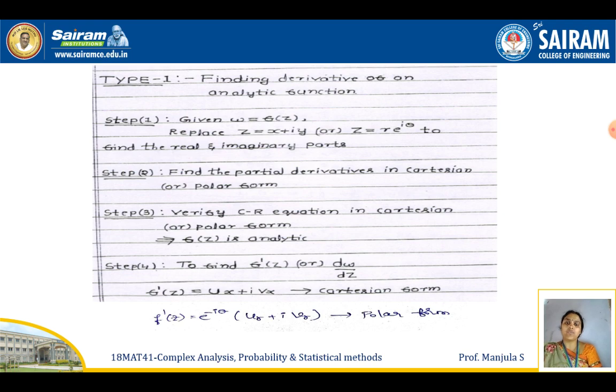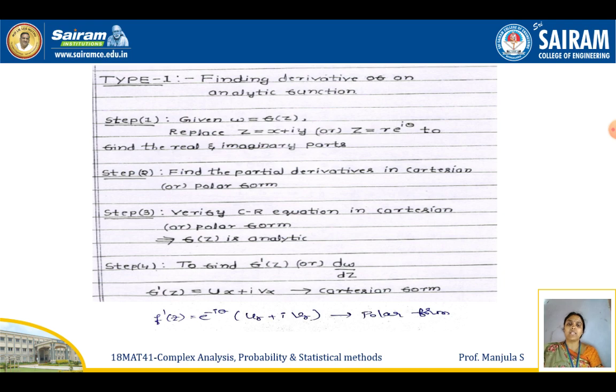Given w equals f of z, you just replace z as x plus iy or z equals r into e to the power i theta to find the real part and then the imaginary part. It means in the first step, by replacing z as x plus iy and z as r e to the power i theta, you just find out the values of u and v. And next, find the partial derivatives in Cartesian form or else polar form. So we have to find all partial derivatives, that is ux, uy, vx, vy, and next ur, vr, u theta, v theta.